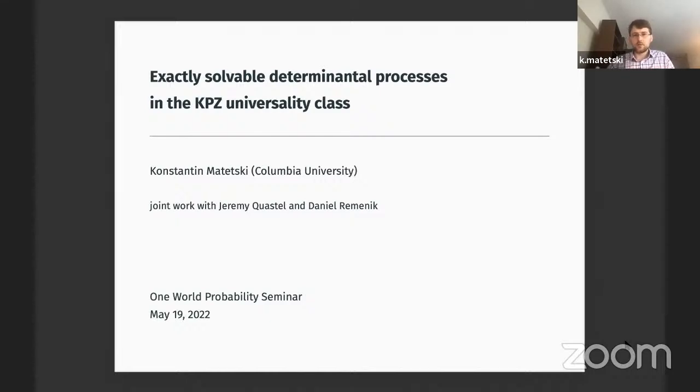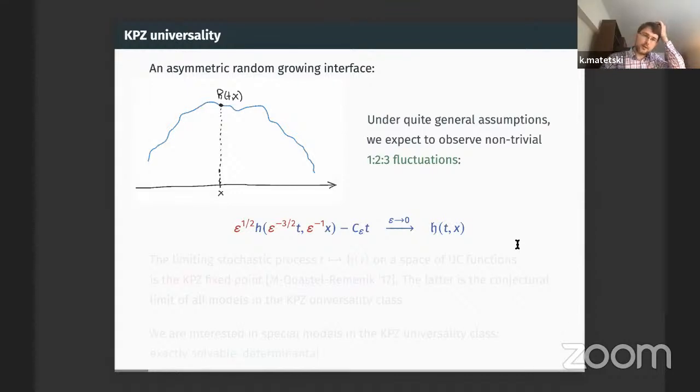So roughly speaking, in our work, we developed a method to derive similar formulas for a quite general class of determinantal point processes. And in some particular cases, the marginal distributions of this process give some non-interacting particle systems. And in particular, it gives a formula which Daniel showed for the polynuclear growth. Okay, so let me start with talking about the KPZ universality.